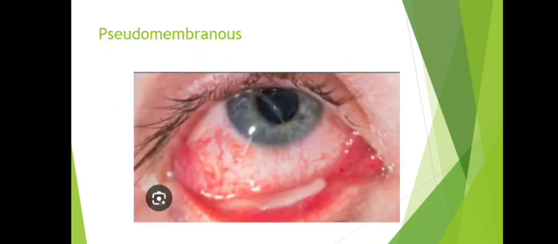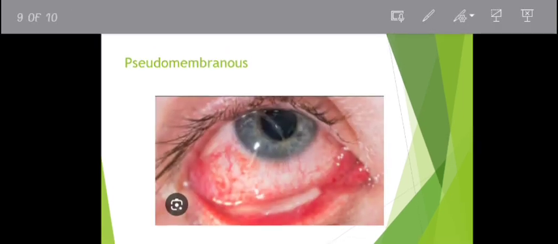Now we will see the picture. This is a pseudomembranous conjunctivitis. This is loosely attached, and we can see it with the naked eye. You can see there is a membrane attached to the conjunctiva, and it looks different. Here is redness, and discharge is also coming. This is the main thing we have to learn about pseudomembranous conjunctivitis.